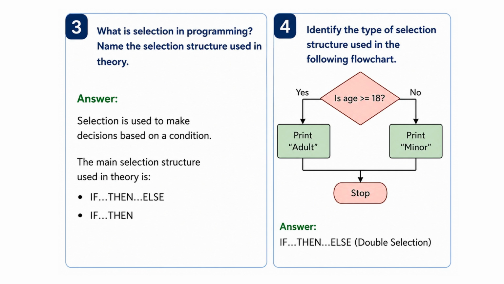The second is if-then-else, where one action happens if the condition is true and another action happens if it is false. Question 4 shows a flowchart asking whether age is greater than or equal to 18. If the answer is yes, the program prints adult. Otherwise, it prints minor. Because there are two possible outcomes, this is called if-then-else selection, also known as double selection. Selection structures are very important because they allow programs to make intelligent decisions.